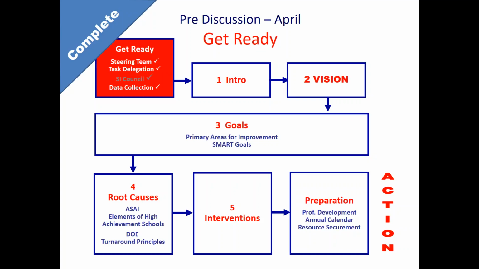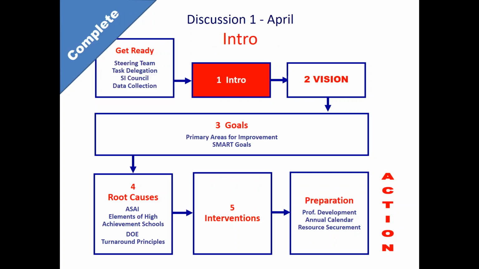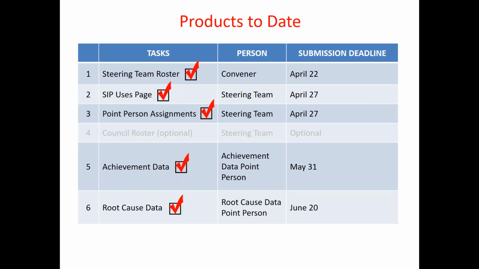But we're starting out by getting ready, and then we looked at doing an intro to what is SI2 and kind of just an overview of the whole thing. And now we're getting ready to start on that first product, or that first step, vision. So right now we have several products. You have a steering team roster. You've decided how you're going to use your school improvement plan. You've delegated tasks to your different point people on your steering team.